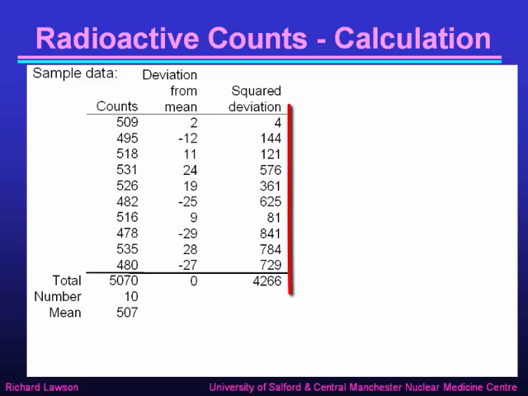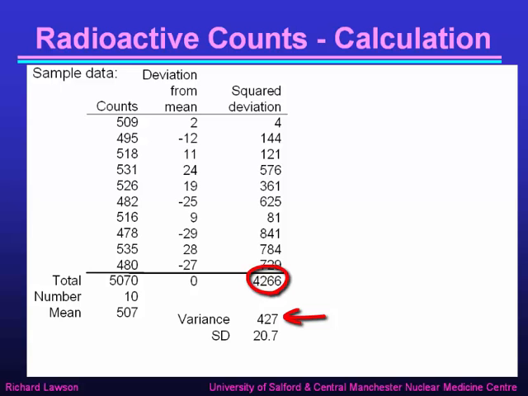If we add up all the squared deviations, 4 plus 144 plus 121 and so on, gives a total of 4,266. That's the total squared deviation. The variance is defined as the mean squared deviation, so we divide 4,266 by 10, and that gives 427. The mean squared deviation is what's known as the variance, and the standard deviation is the square root of that. So the square root of 427 is 20.7.